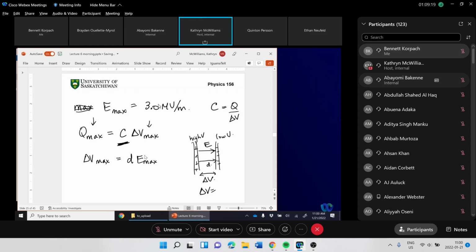Delta V is equal to minus E dot ds, remember? We multiply E and d together in the space between the capacitor plates. So this is a variable d. It's not the derivative d, it's a variable, the distance between the plates.